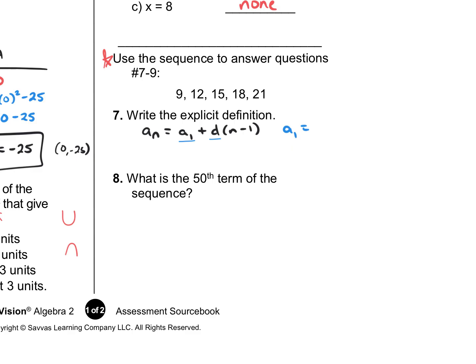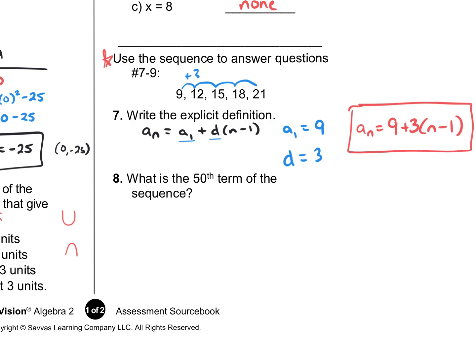What's the first term of the sequence? 9. What does d stand for? The difference or the distance or the pattern that's happening. What's happening in between every single one? We're going up 3. So we know our difference is positive 3. Once I have that, now I can write my equation. So a_n equals, what's a_1? 9 plus 3 times (n minus 1). This is what I want for number 7.